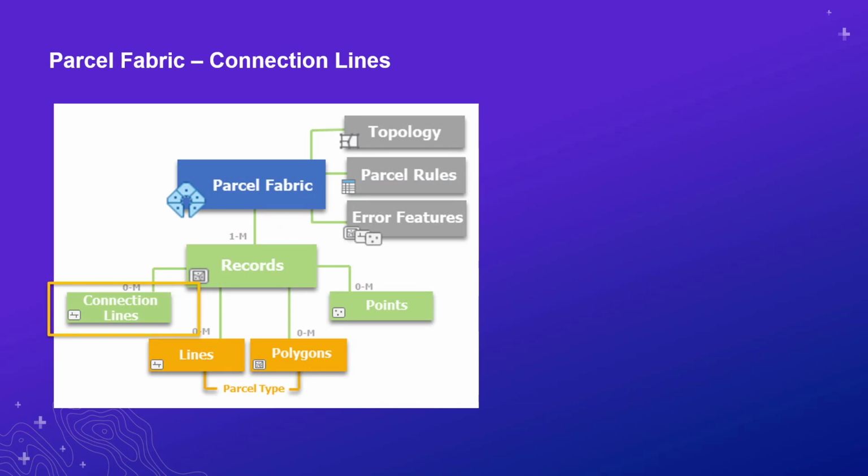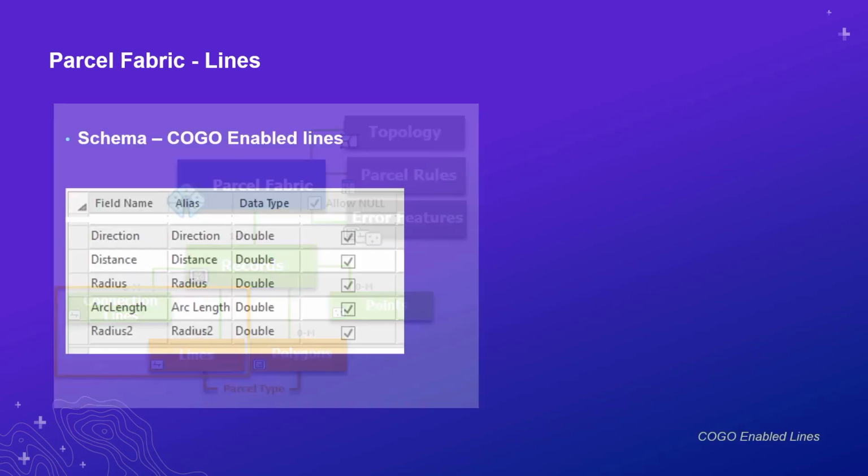Connection lines are used for a few different purposes. We can connect from one parcel to another parcel across the road right of way and set that connection line with a value of 60 feet, for example. We can also use connection lines to connect to control points as a tie line. And connection lines can also be used to represent a street center line. In general, connection lines and lines, any lines within the fabric, are COGO enabled.